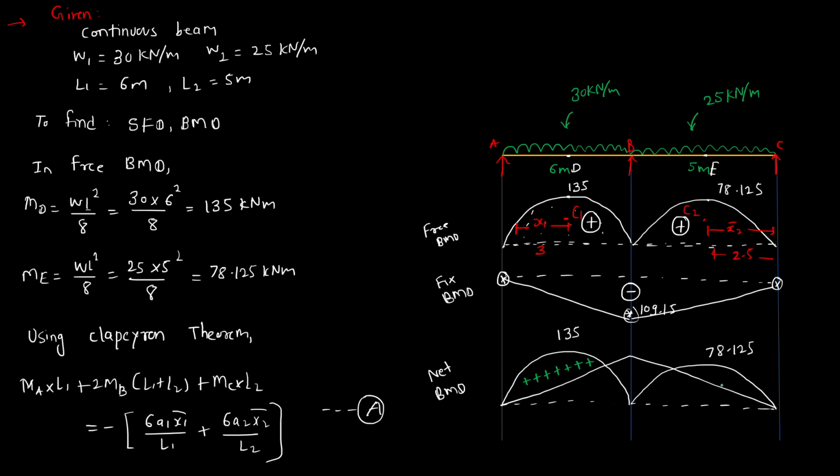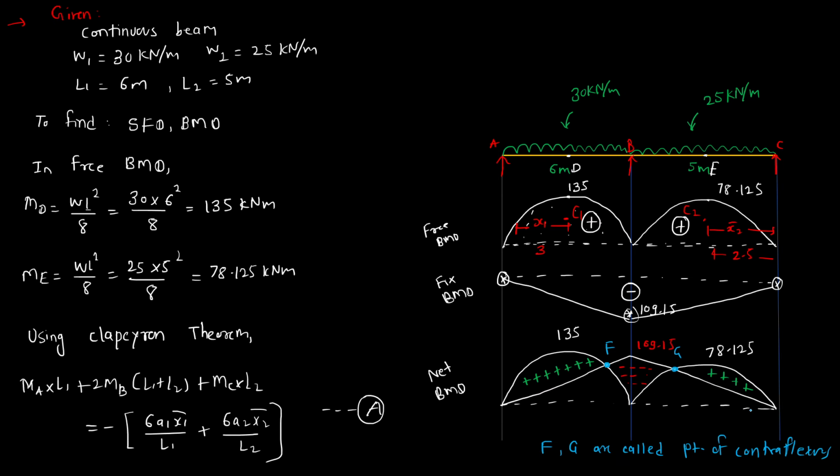Now this is all positive and this is negative. Now there are two important points here, this point and this point. So F and G. So this F and G are called points of contraflexure.